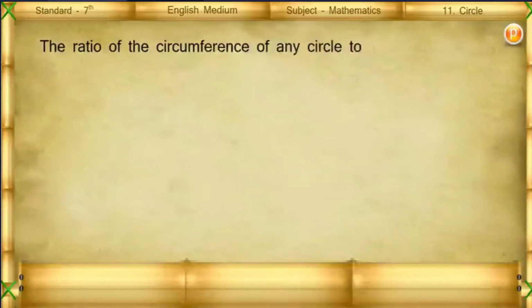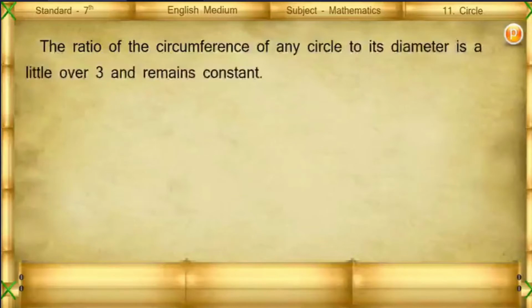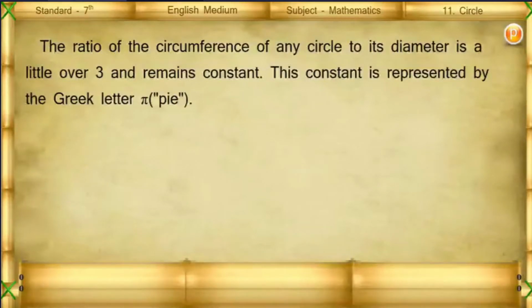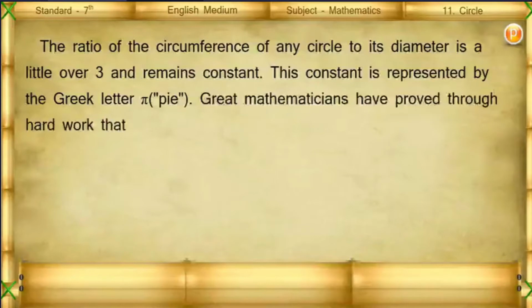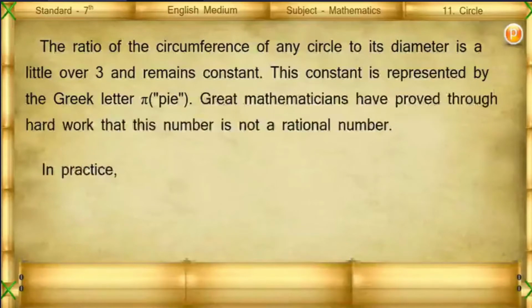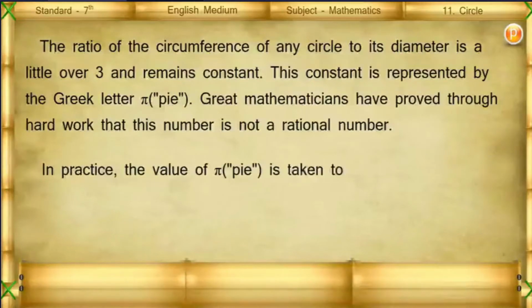The ratio of the circumference of any circle to its diameter is a little over 3 and remains constant. This constant is represented by the Greek letter pi. Great mathematicians have proved through hard work that this number is not a rational number. In practice, the value of pi is taken to be 22 divided by 7 or 3.14.